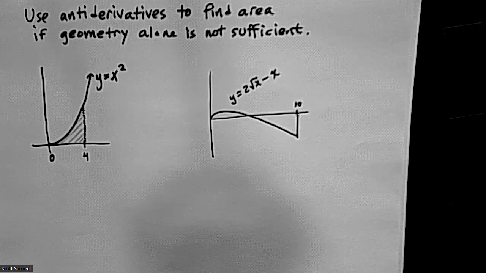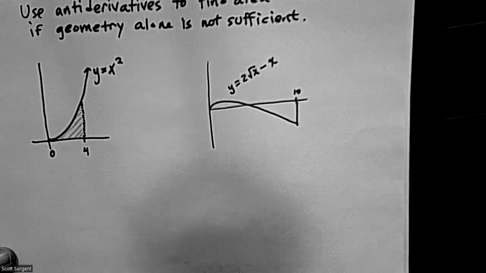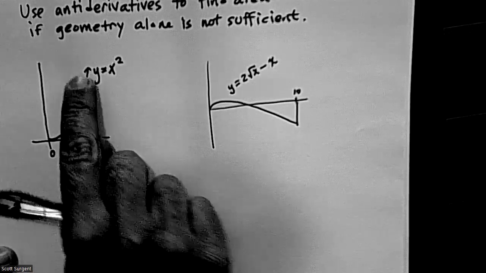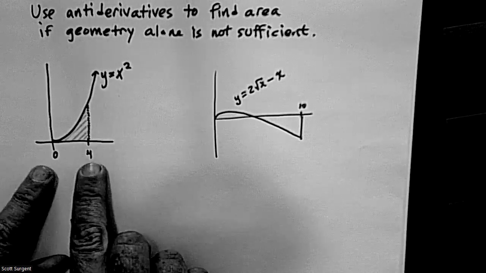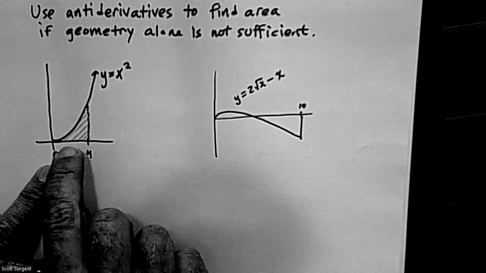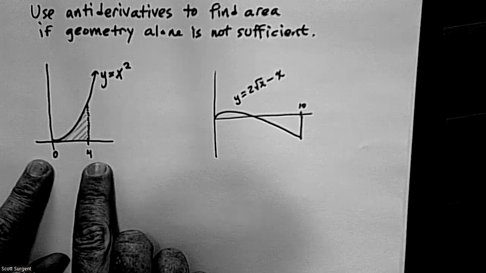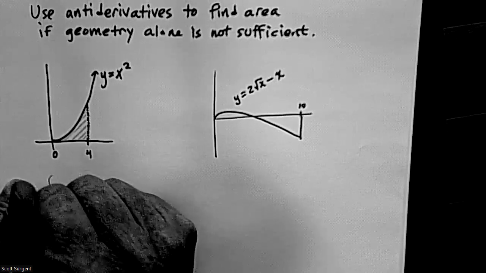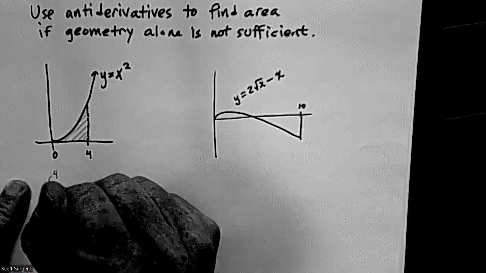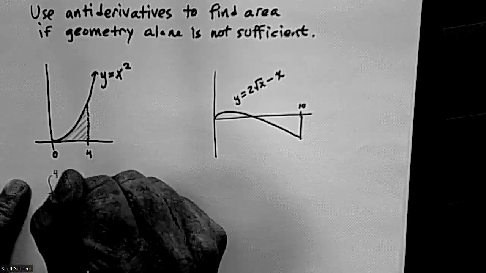Let's look at a couple of cases where the functions themselves are curves. This is where calculus really comes into play. So we use antiderivatives to find the area if geometry alone is not sufficient. Okay, so in this first case, I have the function y equals x squared, it's a little parabola. And I want to find the area between the curve and the x-axis between the bounds 0 and 4. That would be represented by the integral 0 to 4 x squared dx.